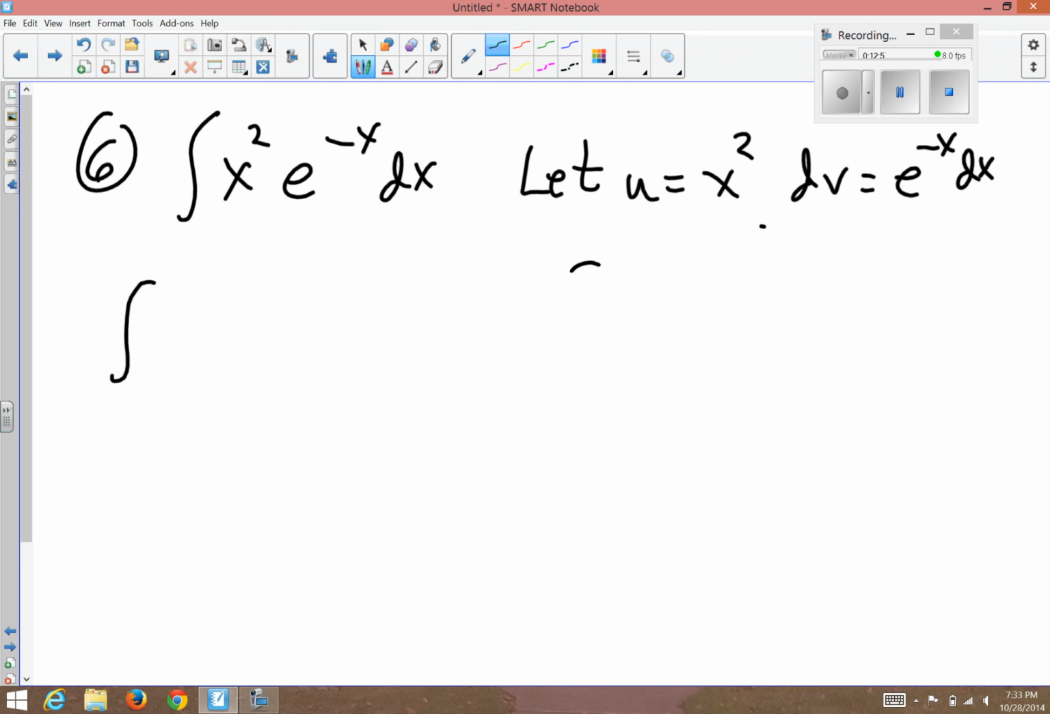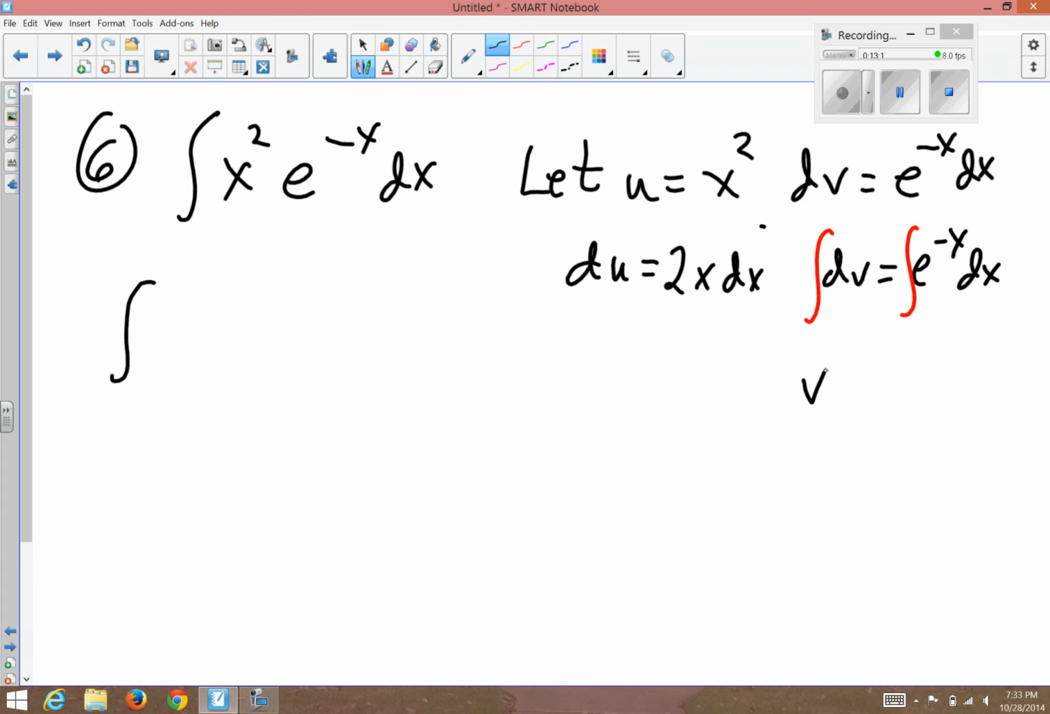From u we get du. The derivative of x squared is 2x. Attach a dx to that. From dv equals whatever, we integrate both sides of that. The integral of dv is just v.